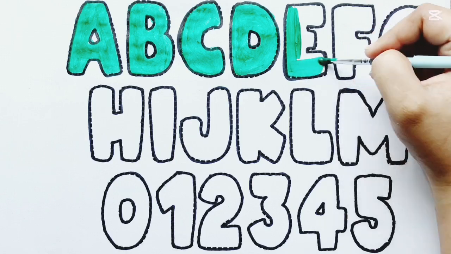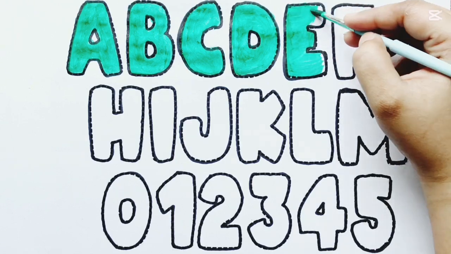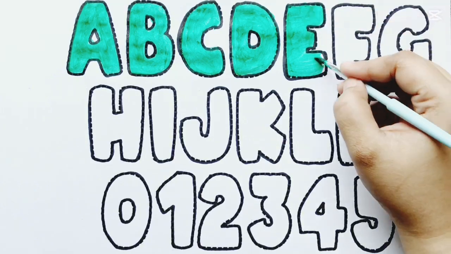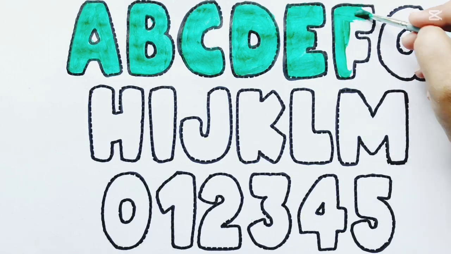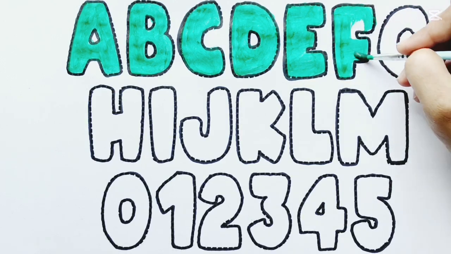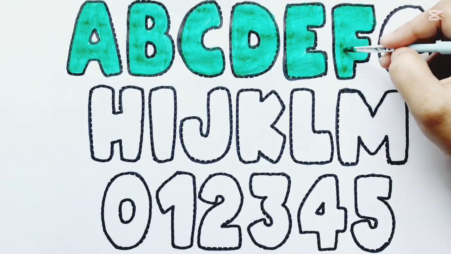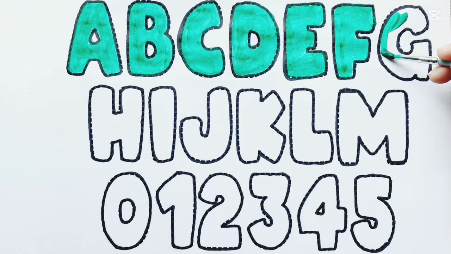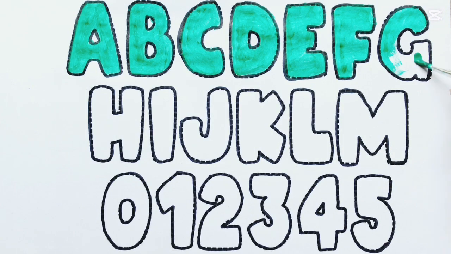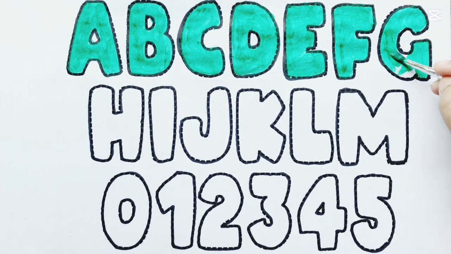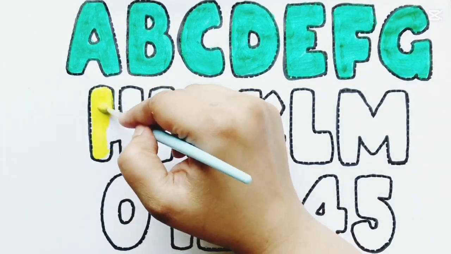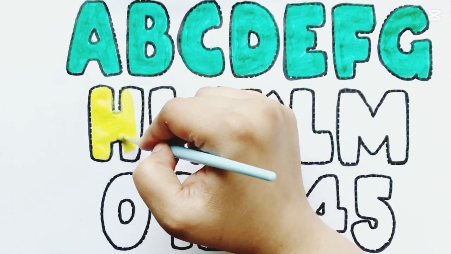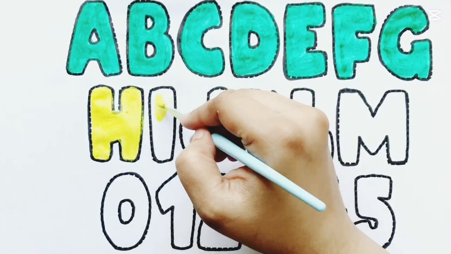E for egg, F for flower, G for gorilla. Yellow color. H for horse, I for ink pot.